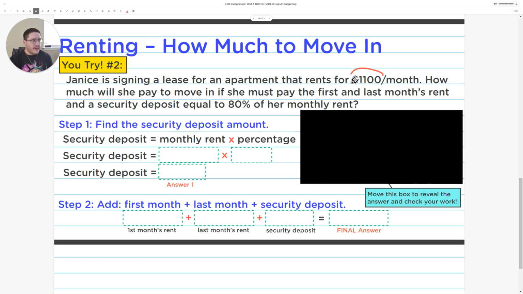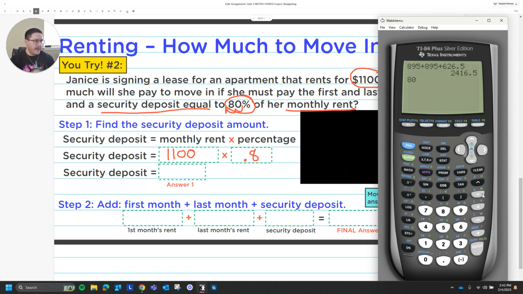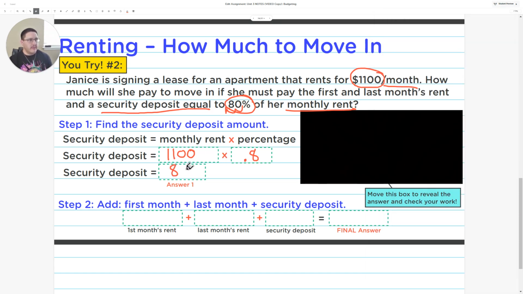Okay, so the apartment is renting for $1,100 a month, and the security deposit is equal to 80% of her monthly rent. So I'm going to have $1,100 times 0.8, which again, we can move the decimal point to the left twice, or divide this by 100, and we'll get 0.8. Oh, I'm sorry, just 0.8, not 8%. There we go. So we're going to get 0.8, multiply that by 1,100, and we have $880. This is the security deposit.